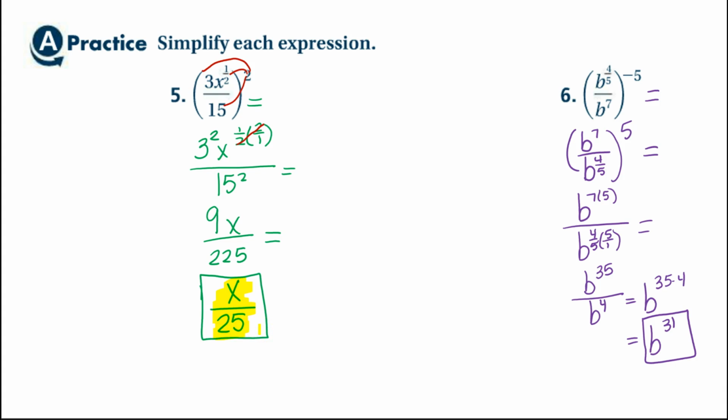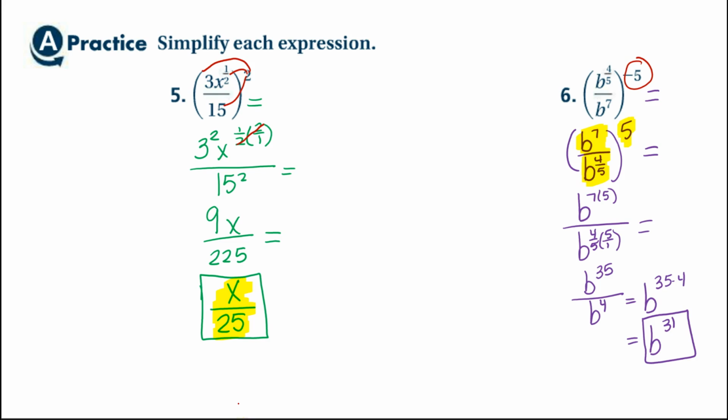Now in question 6, they did not address this in the examples, but this is something we need to be aware of. When we have that negative exponent outside, you need to invert the entire fraction inside. So b to the 4/5 divided by b to the 7th becomes b to the 7th divided by b to the 4/5, and that gets us a positive exponent outside. Now we have a positive 5 to go ahead and distribute. And so that's what I did at that point.